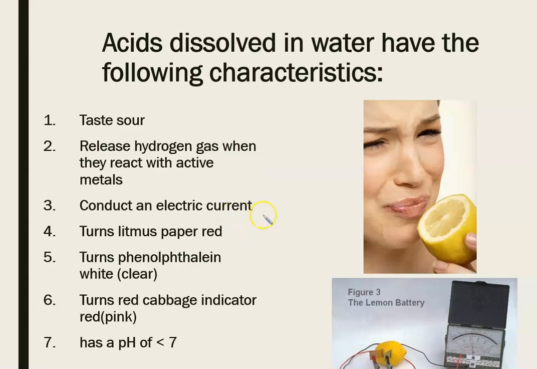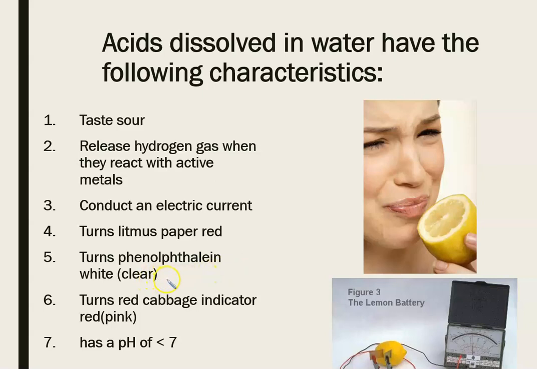It also conducts electric current. So it's an electrolyte from Chem 1. It is going to light up that light bulb. It's going to turn litmus paper red. Litmus paper has an indicator soaked in it, and so it will change red color. It's more of a pink color, but we say red, so it's red if it's an acid.